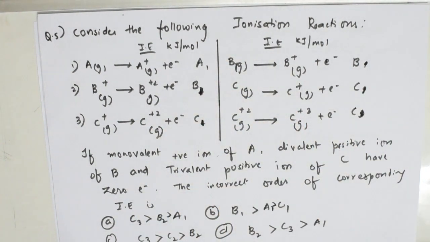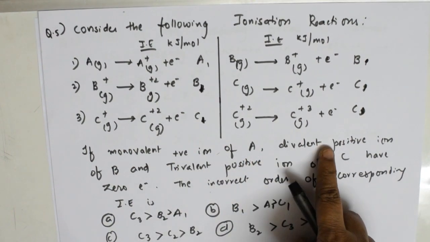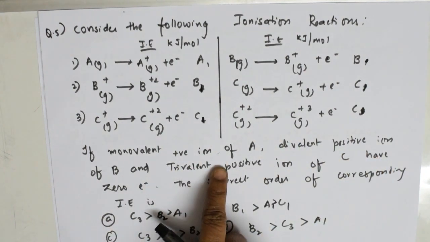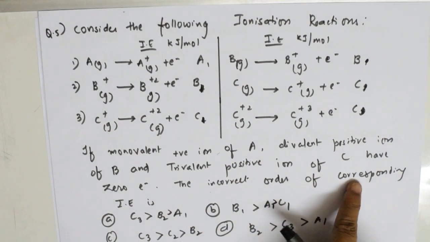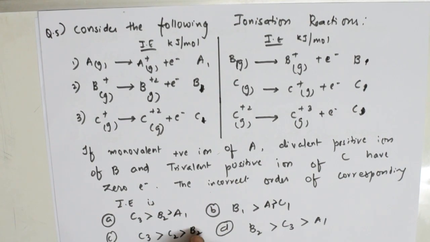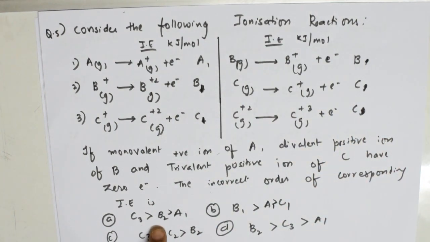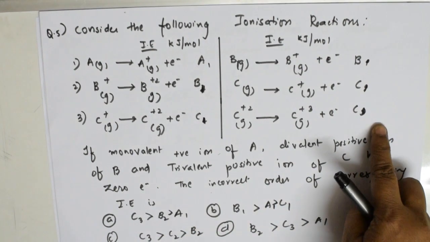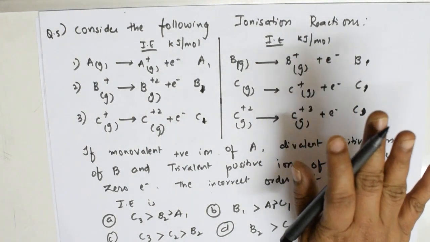So I have this set. What did they ask me? If monovalent positive ion of A, divalent positive ion of B and trivalent positive ion of C have 0 electrons, the incorrect order of corresponding ionization energy. This is what they have given me. So according to the option, they have given this answer. Let us check how I can write this. I think I have changed the numbers here according to the sequence of the answers, right? The numbers have to be there. I'm sorry, again I'm changing, don't mind students.